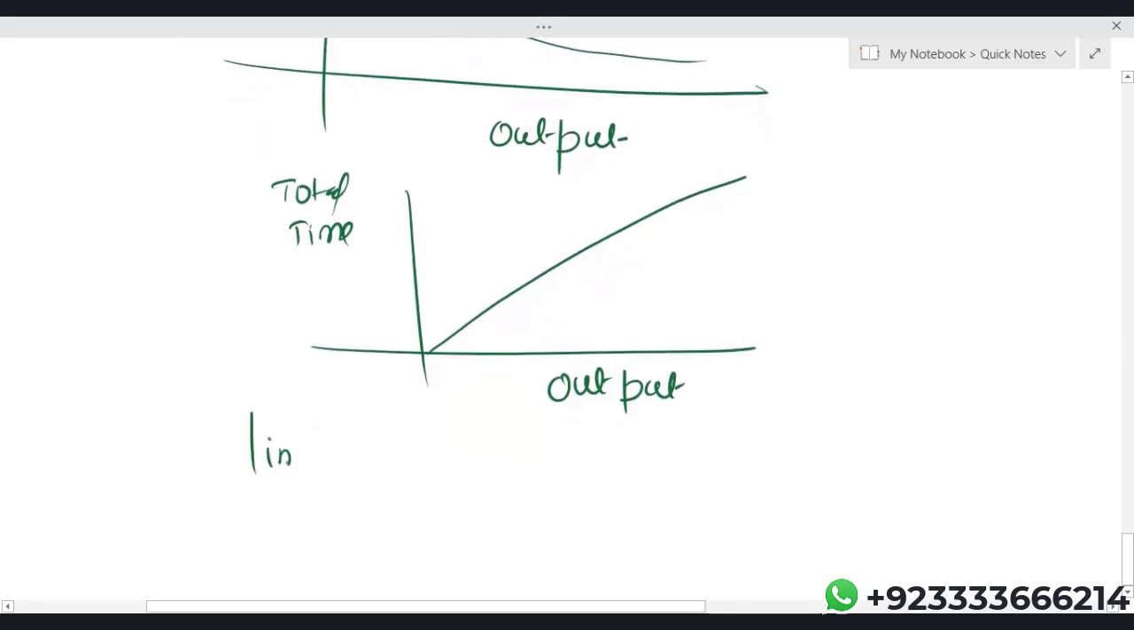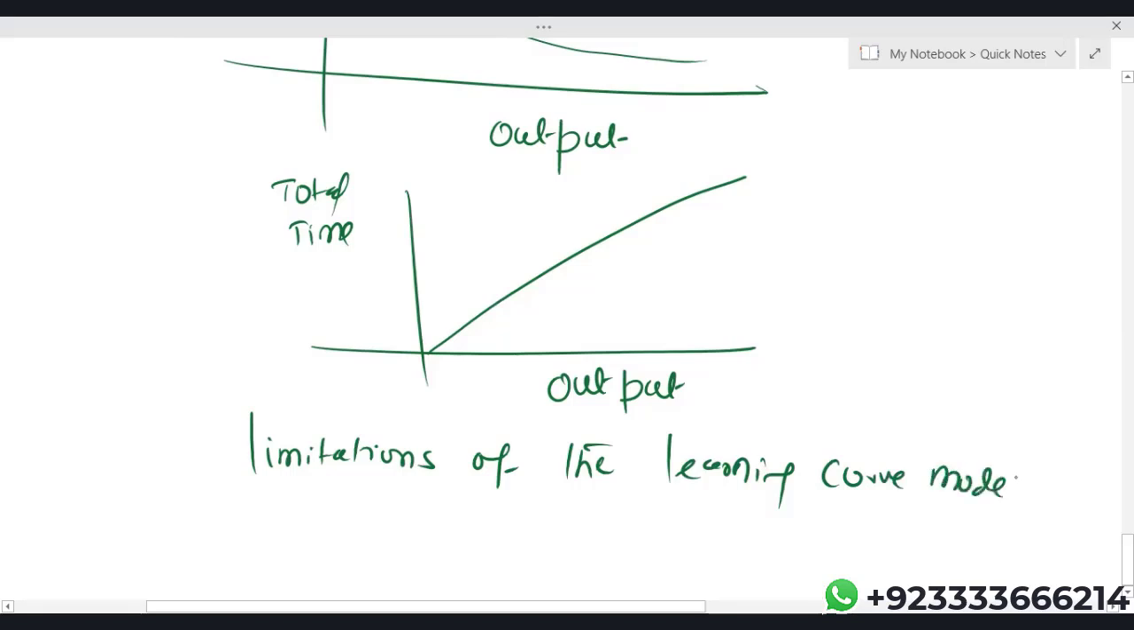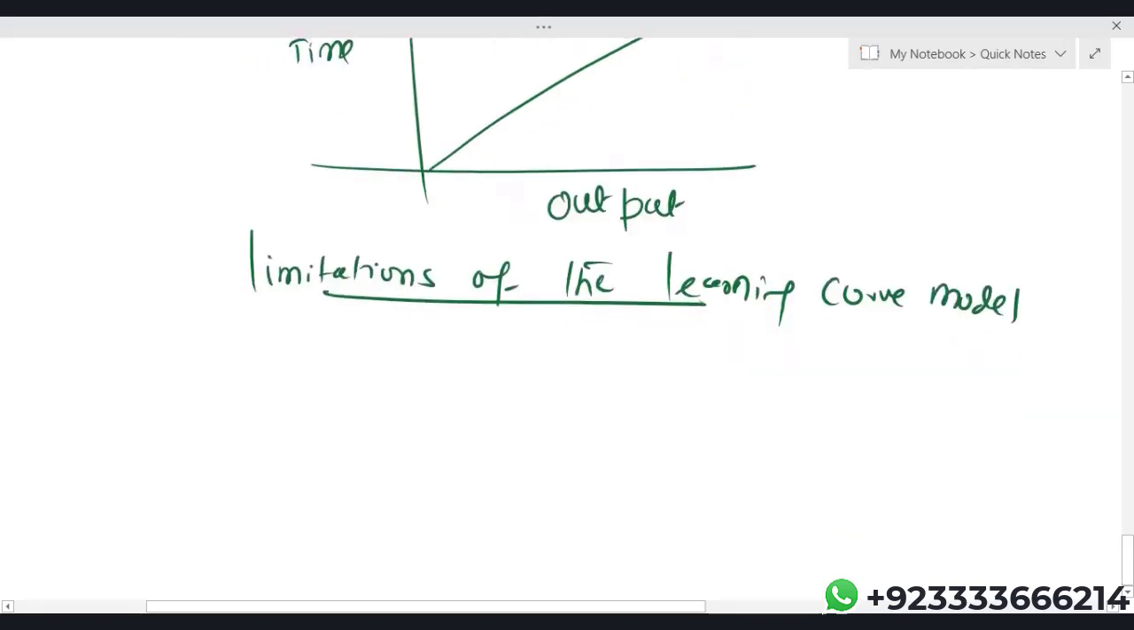Limitations. So what are the limitations of the learning curve model? Number one is the process is labor intensive, which is not happening nowadays. We are assuming the process is labor intensive, which is not the case nowadays.